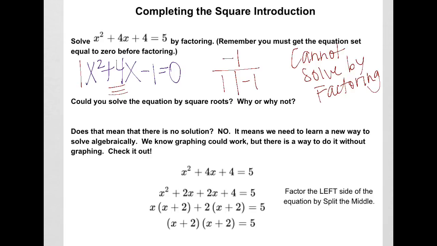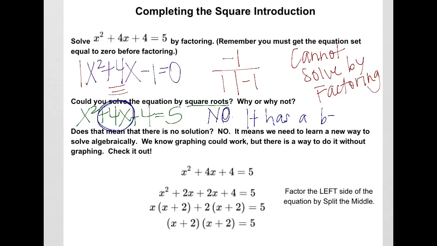Could we solve the equation by square roots? That's our next question. Why or why not? Well, hopefully you remember that one of the rules for solving by square roots is if it's in standard form, you cannot have a b term. But if we look at it, we have x squared plus 4x plus 4 equals 5. The fact is we have this term right here, that plus 4x. That's our b term. So the answer here is no, we can't use square roots. It's not in vertex form, it's in standard form, and it has a b term. That's why we can't solve it by square roots.